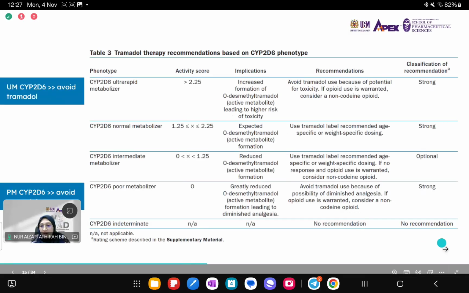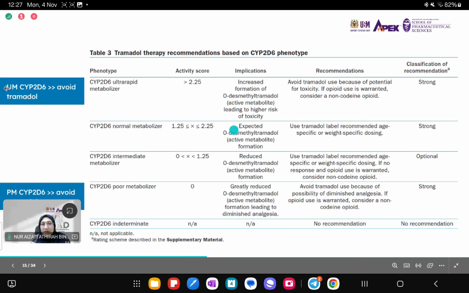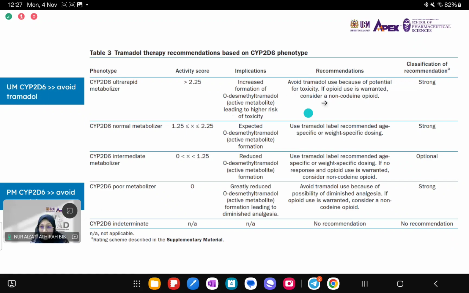Okay, this one for tramadol. This one pun lebih kurang sahajalah. Okay, if it's ultra rapid metabolizer, also avoid tramadol because it will also be converted to active metabolite.